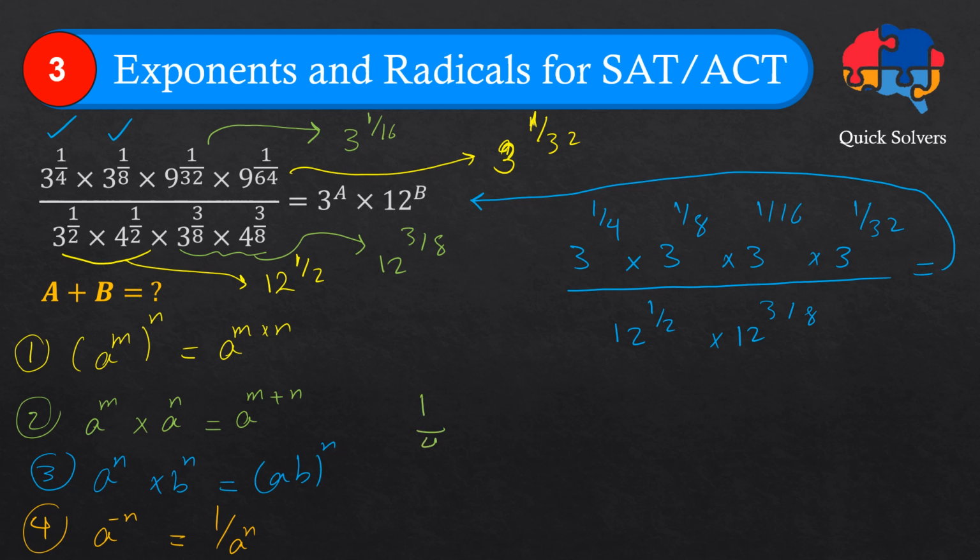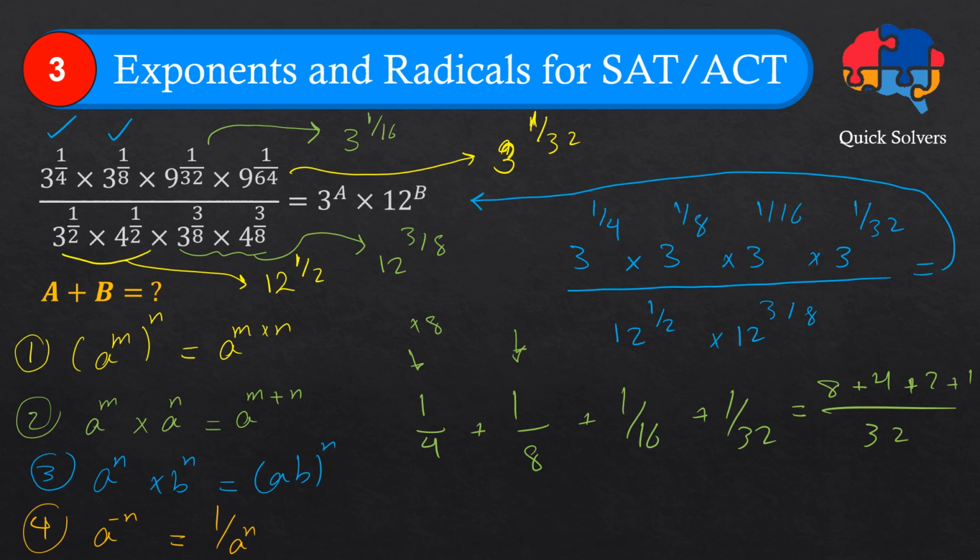We have 1 over 4 plus 1 over 8 plus 1 over 16 plus 1 over 32. And this equals, well, I need to find the least common denominator between 4, 8, 16, and 32, which is 32. And we know that 32 has 8 fours in it. So I should multiply this by 8. Then we get 8 here. If I do so, we get 4 here. Then we get 2 plus 1. Okay. This gives us 15 over 32.